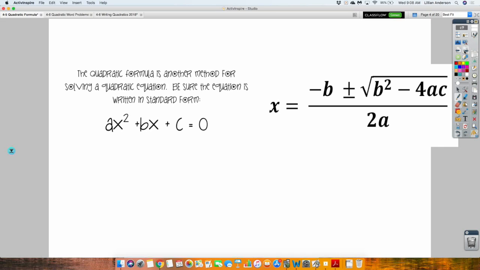negative b plus or minus square root b squared minus 4ac all over 2a. Again, negative b plus or minus square root b squared minus 4ac all over 2a.